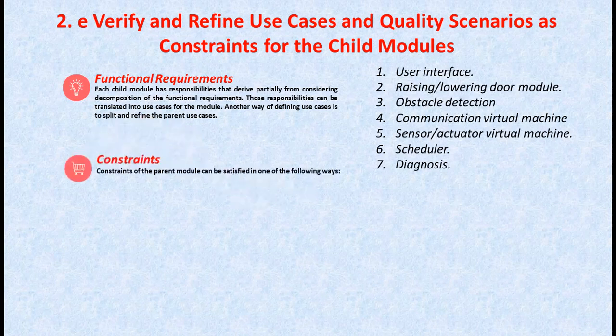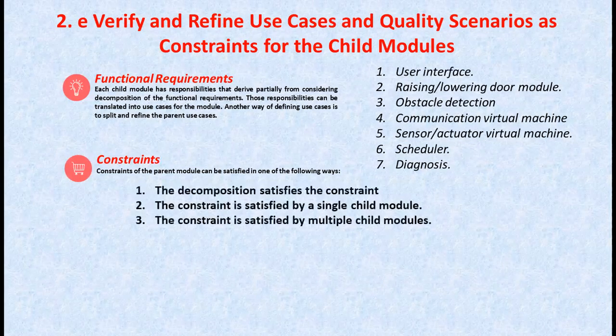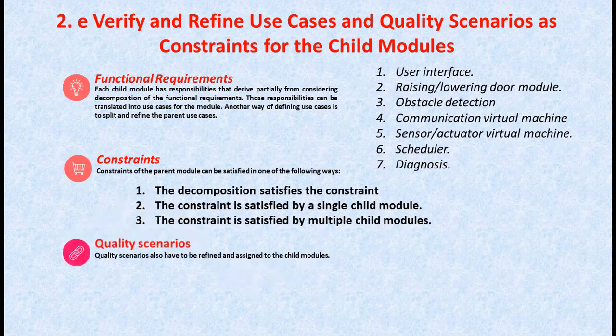And the second one is constraints. Here constraints of the parent module can be satisfied in one of the following ways. One is the decomposition that satisfies the constraints, or the second one is the constraint is satisfied by a single child module, or the third one is the constraint is satisfied by multiple child modules. Coming to the third one, that is quality scenarios.